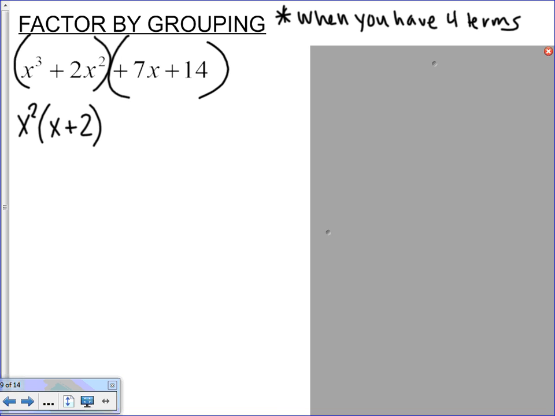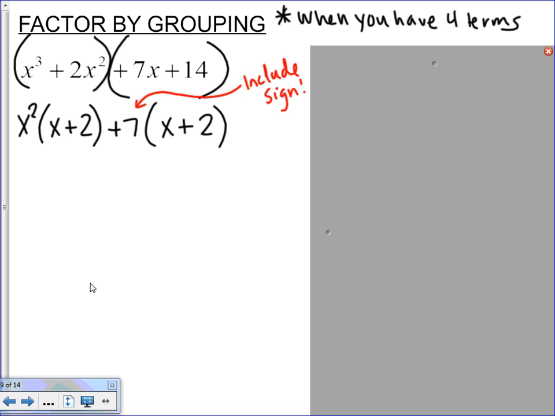Now, worry about the second group. What can you take out of 7x plus 14? 7. Here's the thing. You have to, on the second group, take out a sign. Are you taking out a negative 7 or a plus 7? Plus 7. So you got to put plus 7 right there. Sign is important. And then you're left with x plus 2. Maybe make a note in your notebook, include sign.